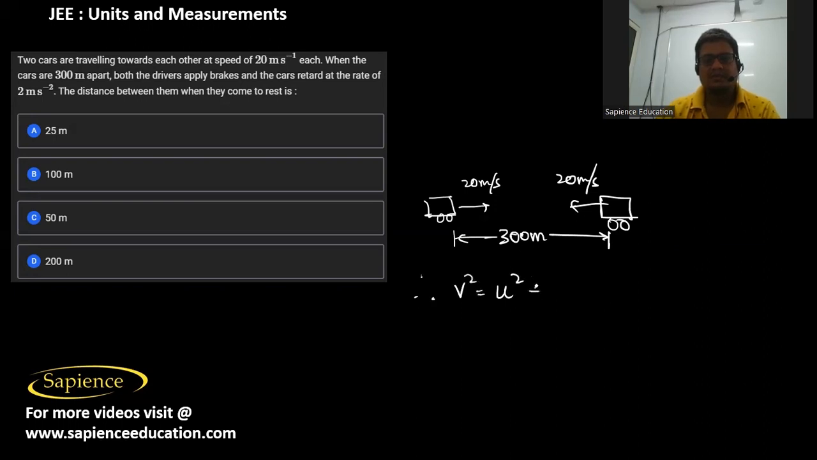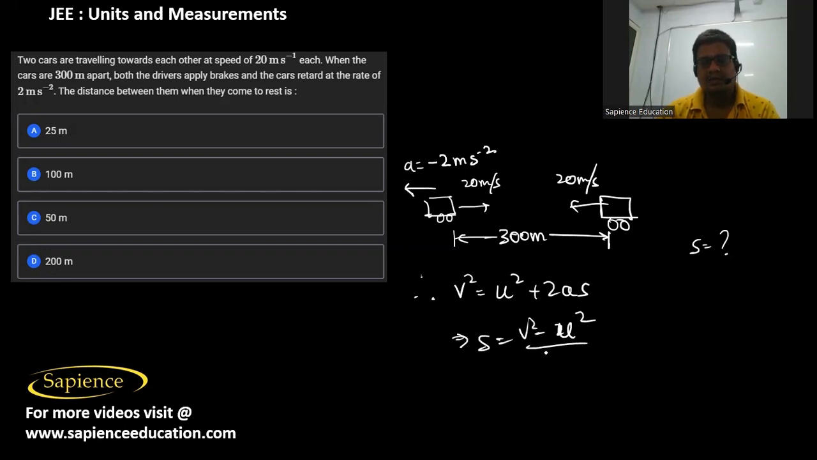So v square equals u square plus 2as. Their retardation means the acceleration which is opposite to the velocity, which is the negative acceleration. So acceleration is minus 2 meter per second square. So we have to find the displacement s when they will come to rest. So s will be equal to v square minus u square by 2a.